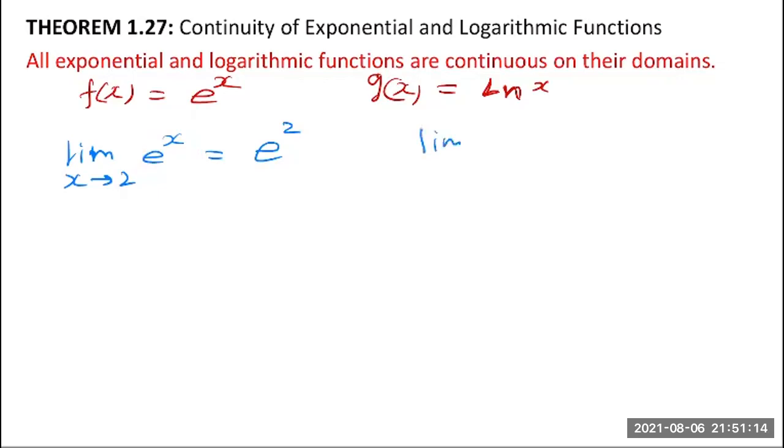Similarly, in the logarithmic case, if you are asked to find the limit as x approaches 5 of ln of x, since 5 is in the domain of this logarithmic function, you can plug in 5 to get the limit. That's what it says. All right, I will prove one of these. I'm not going to prove all.